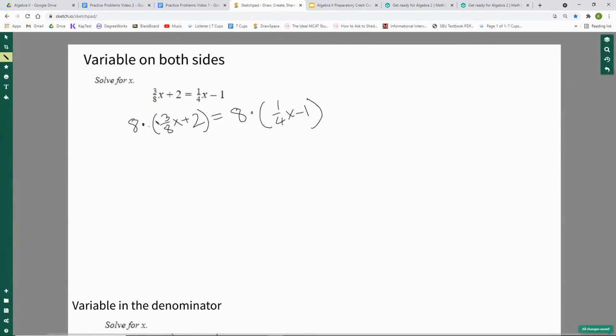We multiply 8 times 3x over 8, so that's going to be a 3x. And then we want to also multiply it to this plus 2. So 8 times plus 2 is 16. And then same thing for the right side, 8 times 1/4 x is 2x, 8 times -1 is -8. All right, now we've gotten into this stage.